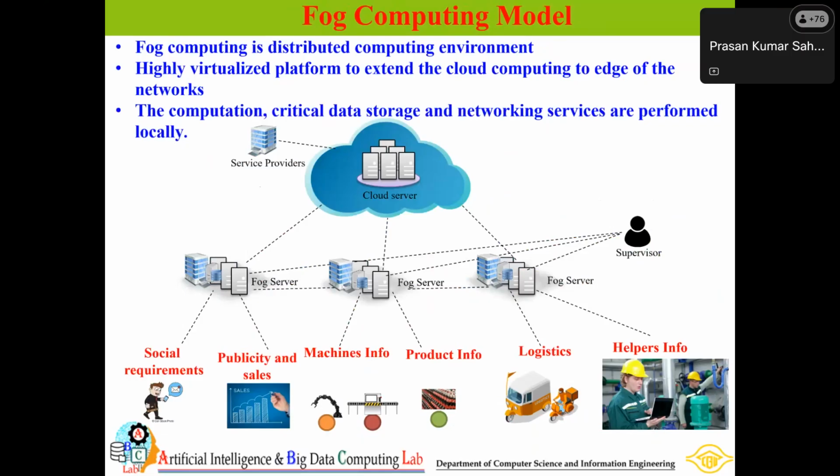And if it is local data, it may be analyzed, and if necessary, transmitted again to the core computing platform, as you can see in this example. So the computation, critical data storage, and networking services are performed locally, that is, in the fog servers. So local requirements, publicity, sales, machines, product information, logistics, and some industrial information, those data, instead of being transmitted to the cloud computing platform, could be transmitted to the fog servers.